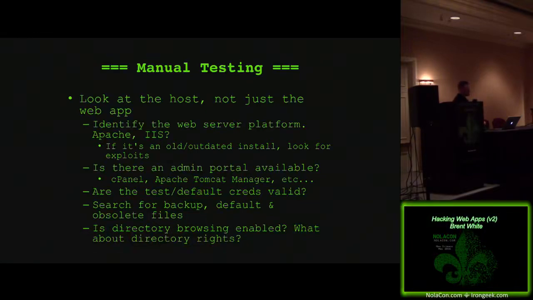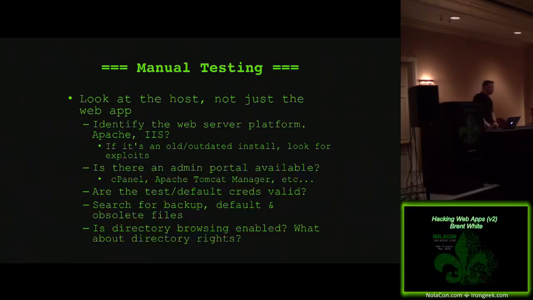Again, I've talked about this a little bit. You want to look at the host, not just the app. So if it's running an outdated version of Apache and there is a denial of service vulnerability, or if it's vulnerable to Heartbleed or something like that, you want to check that out too, because that might be a different way for you to fully compromise that host, and you don't even need the application to get in.